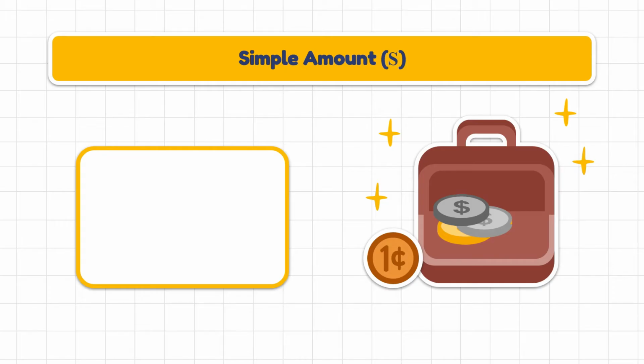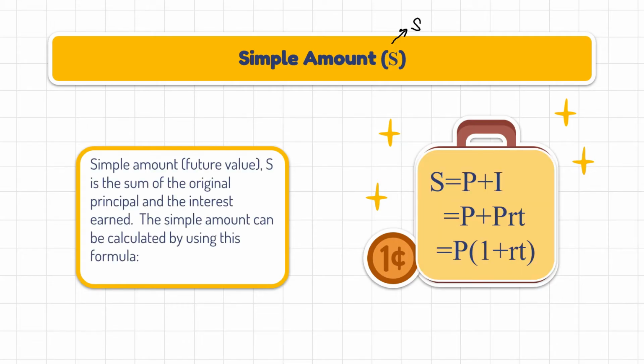Now we proceed to simple amount, represented by capital letter S. What is meant by simple amount? Simple amount, also known as future value, S, is the sum of the original principal and the interest earned. We already know from the previous lesson, original principal is denoted by capital letter P, whereas interest earned is denoted by capital letter I. The simple amount can be calculated by using this formula.